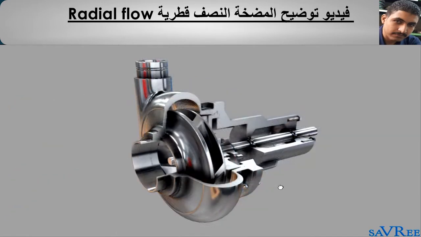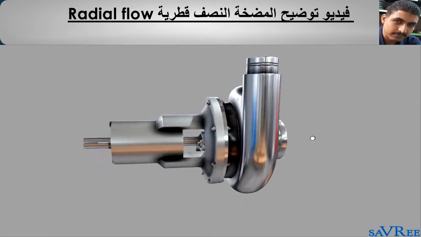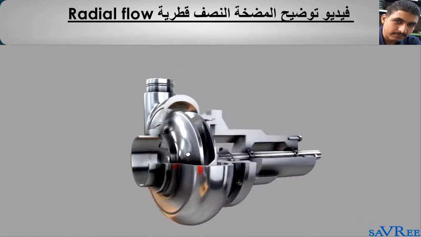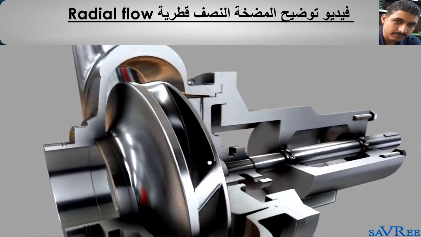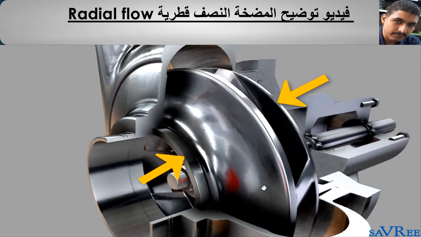So here is our centrifugal pump. I'll do a little spin. You can see the exterior appearance here. And if we spin back the other way, we can see a cross-section of the pump as well. The impeller is housed within the volute casing, and the impeller is the rotating item that we're looking at now.